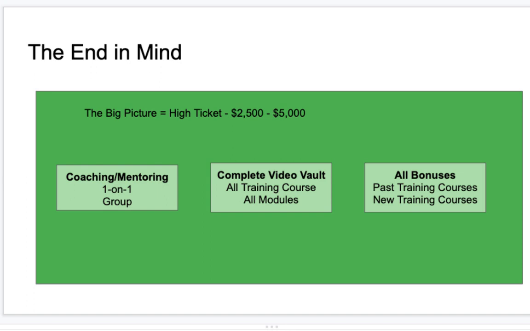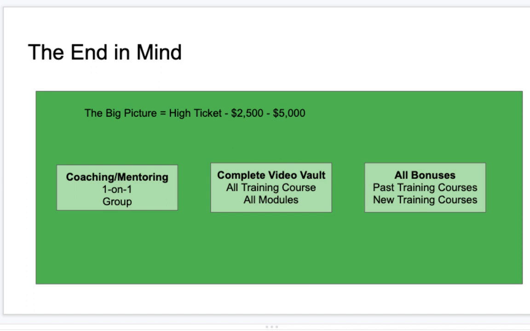A high ticket program is typically going to be coaching or mentoring with either a group coaching type setting or one-on-one coaching where you're getting on individual calls with the students. But that price range typically goes for $2,500 to $5,000 when you're first getting started. And then they'll also get the complete video of all training courses and all modules. Because remember, we start with the big picture.